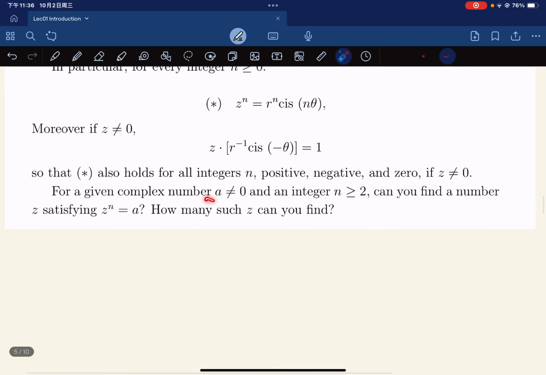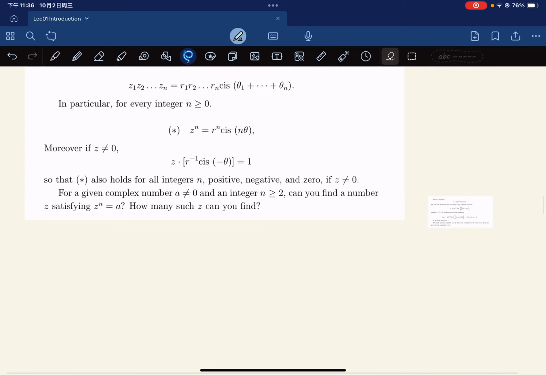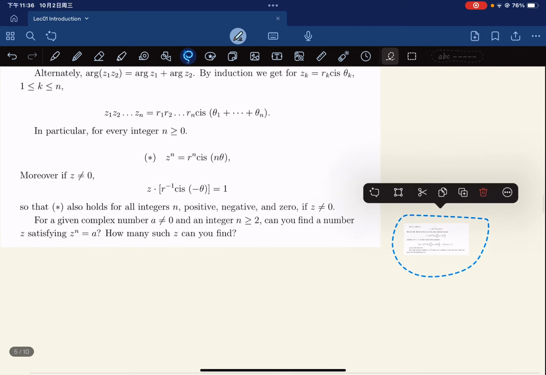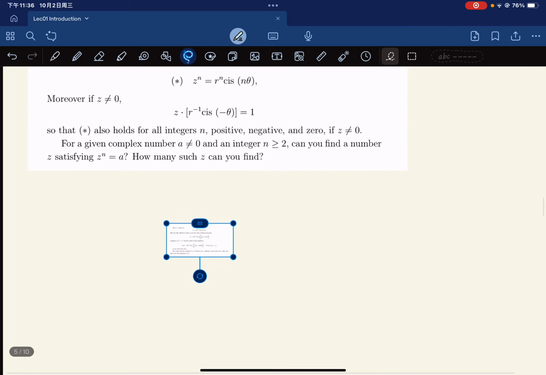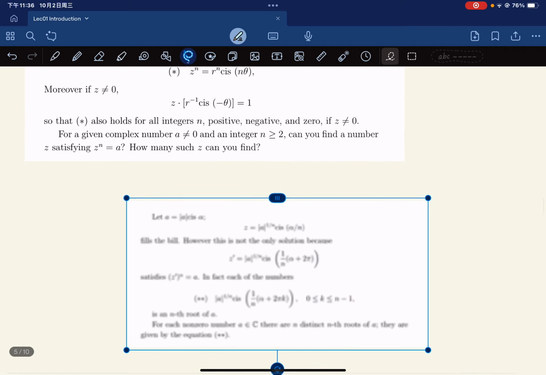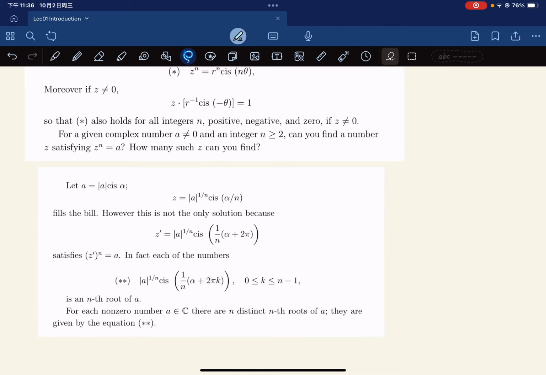Okay, so here's a question. For a non-zero complex number A and integer n greater than or equal to 2, can you find z satisfying z^n equal to A? And how many z can you find? Right. And the answer is quite simple. This is also first year algebra. It's called roots of unity, if you've done this before.